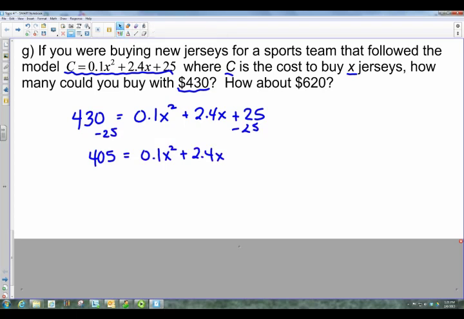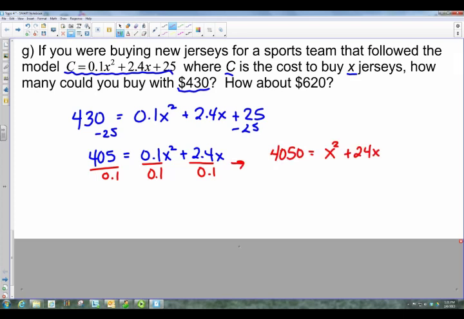Okay, now we're not allowed to have that 0.1 there, so we're going to divide everything by 0.1. Now 0.1 is 1/10, and we could then multiply by 10 and get these same values. Okay, so dividing by 0.1 or multiplying by 10 is the same thing, and that ends up getting you 4050 is equal to x squared plus 24x. Now follow the steps that I've told you before. So on this right hand side we take half of b. Half of b would be 12. 12 squared is 144. Okay, so we add 144 to both sides.